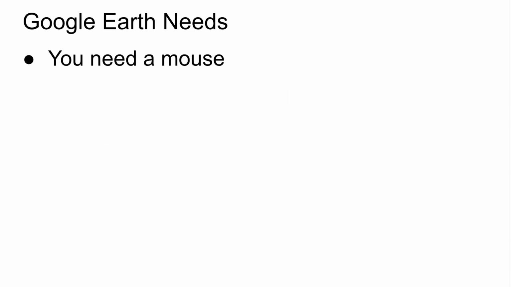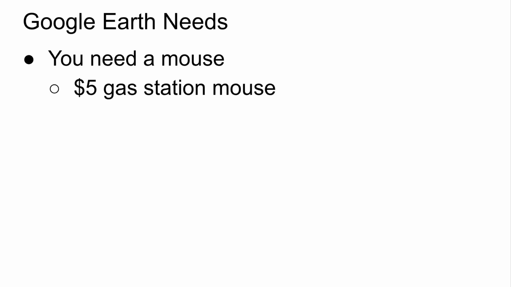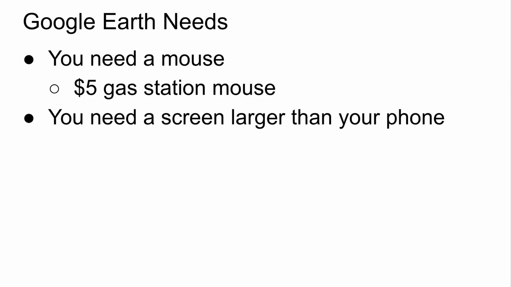So to use Google Earth, you're going to want to use a mouse. Even a $5 gas station mouse will work great. It'll be way easier for you than trying to use the trackpad. You're also going to want a screen larger than your phone. To see the details, the latitude, the longitude, the elevations, all that good stuff, you're really going to want a screen bigger than your phone.